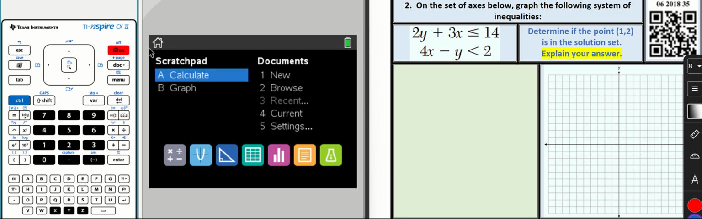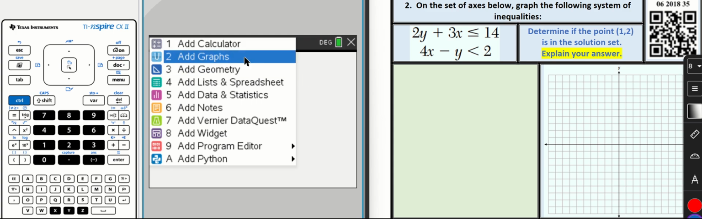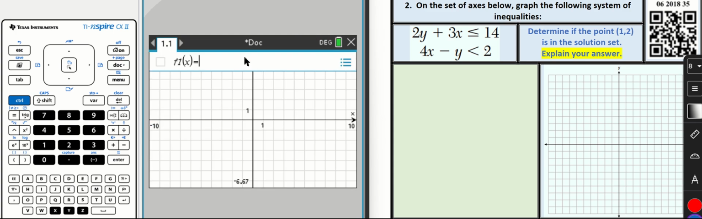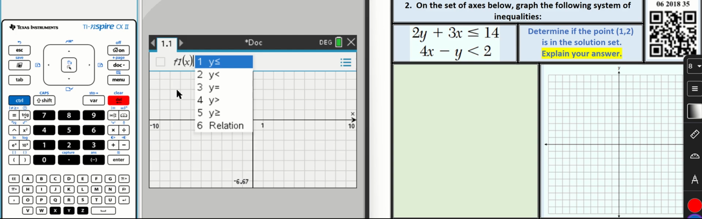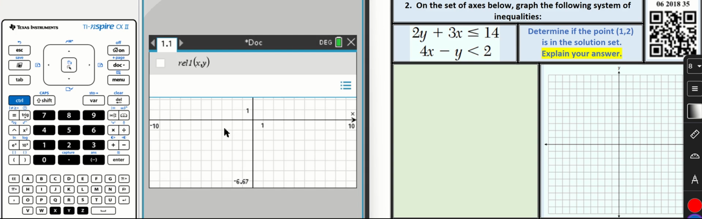Number 2, on the set of axes below, graph the following system of inequalities. So from the calculator, from our home page, we want home, new, add graphs. We're going to graph this to figure it out so we can plot it. Okay, so from here, we want to delete. And because none of these are options, we want relation.